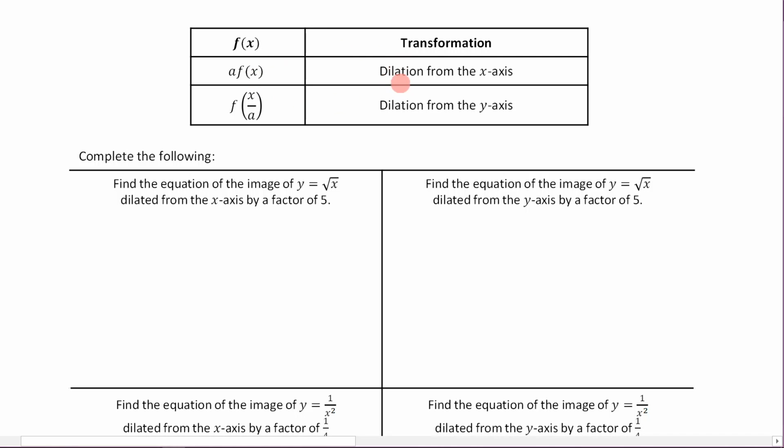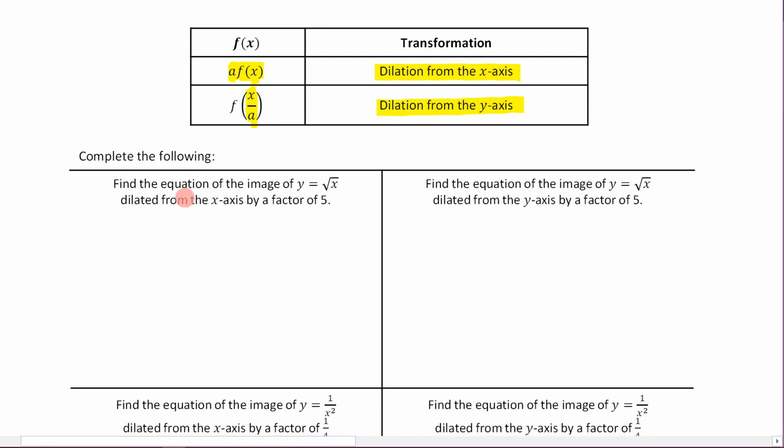So here's a really useful table that I want you to be referring to. It tells us that when we have a dilation from the x-axis, a really quick way to answer it is simply go the factor that it's being dilated by times the function itself. And also, if we have a dilation from the y-axis, a really good way to quickly find it is simply sub into the x position here, x over whatever the factor is. So let me now show you what this looks like in practice.